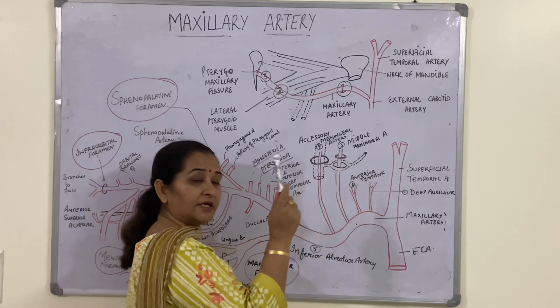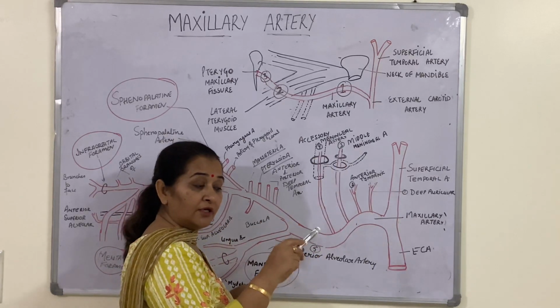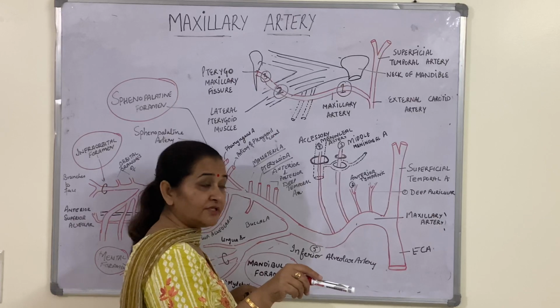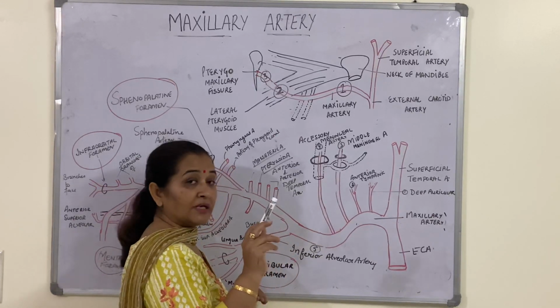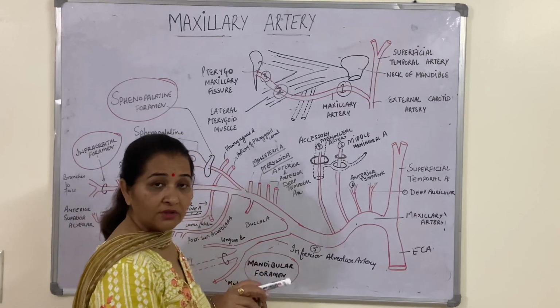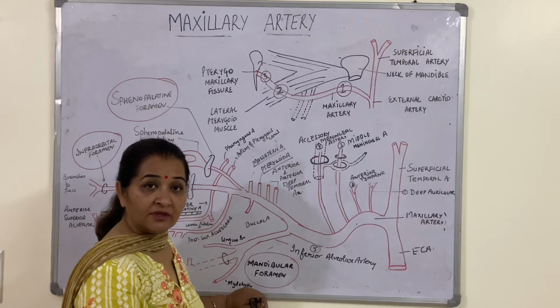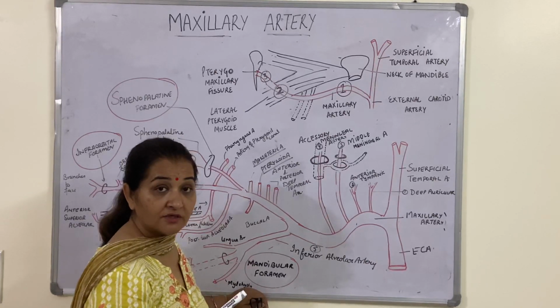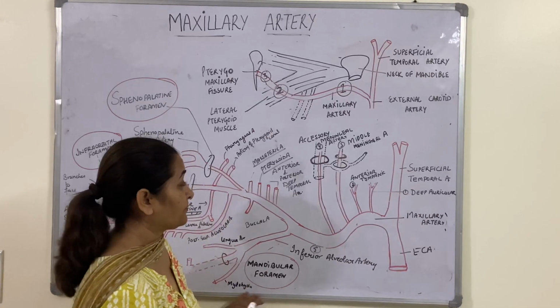I repeat, the middle meningeal artery supplies the different bones on which it ramifies. Then it supplies the middle ear. Then it supplies the trigeminal ganglion. Then the important structures related with the middle ear: it supplies the facial nerve, the tensor tympani, and the auditory tube.